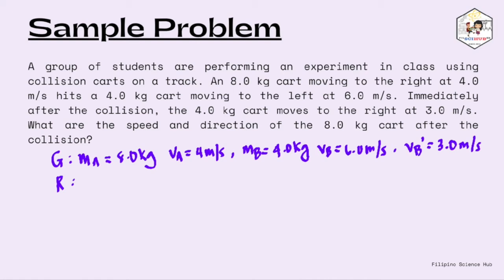And the question once again asks us for the speed and direction of the 8.0 kilogram cart, or object A. So we simply note that as the velocity. So the velocity of object A after the collision, so VA prime.